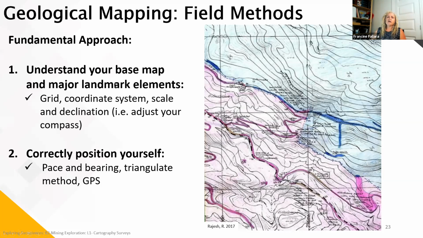So basically, you need to understand your base maps and include the major landmark elements, such as the grid, as we see here. The grid will include your coordinate system and the scale, and on the field, you need to adjust your compass for the area's declination. If not, your measures will not be good. You need to know exactly where you are. If you are taking your measurements either by your pace or bearing, there are some methods called the triangulate method to know exactly where you are. And of course, now we're using more and more the GPS.